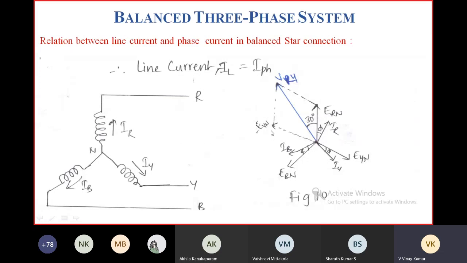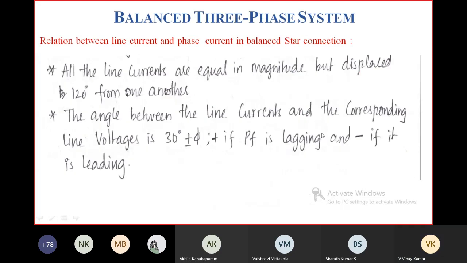After drawing this phasor diagram, if you connect a lagging load, current lags voltage by an angle phi. So the angle between line voltage and line current is 30 plus phi for lagging load, and 30 minus phi for leading load.